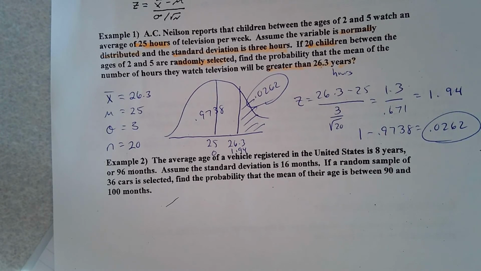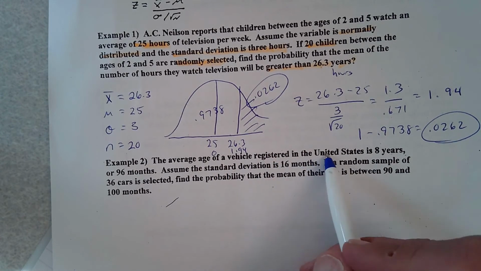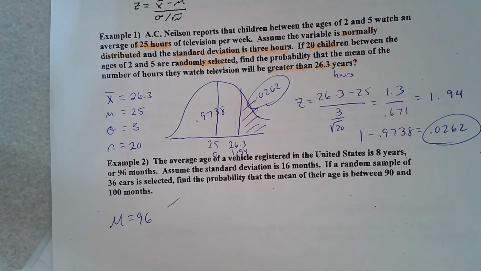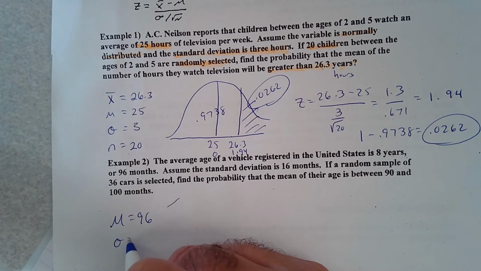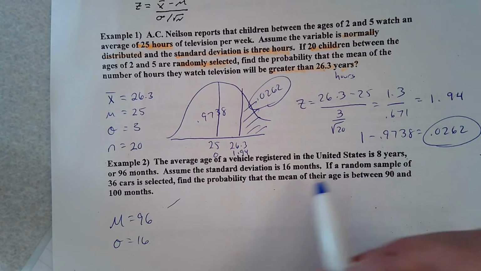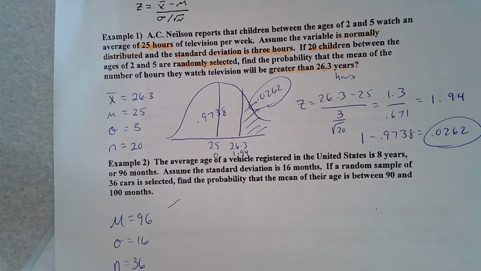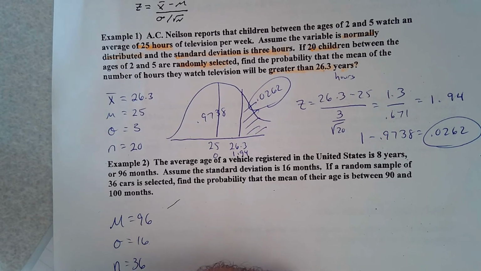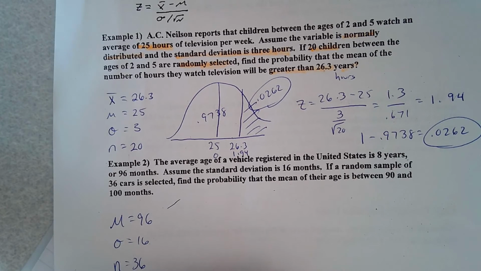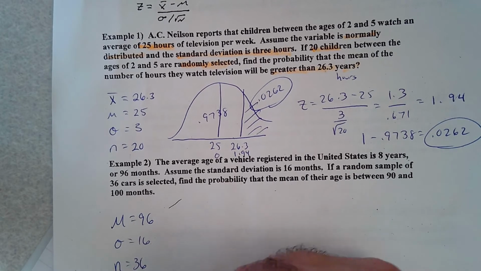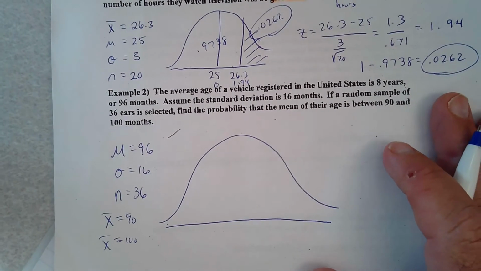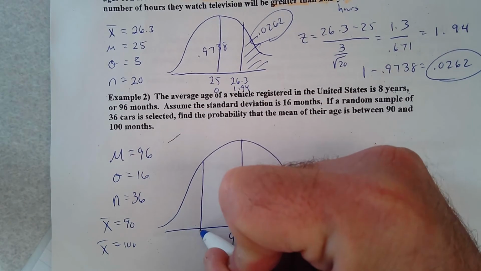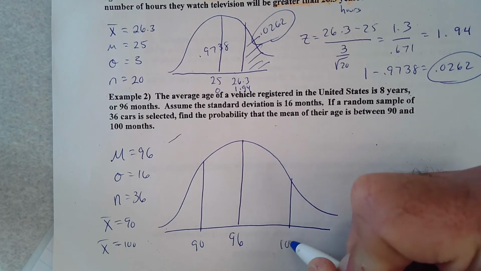All right, if we look at number 2, the average age of a vehicle registered in the U.S. is 8 years or 96 months. So the mean is 96 months. Standard deviation is 16 months. We're going to sample 36 cars, so the sample size is 36. Find the probability that the age of the cars is between 90 months and 100 months. This is one of those questions where we're finding the probability between two items. The mean is 96, and we're trying to figure out the probability of being between 90 and 100.